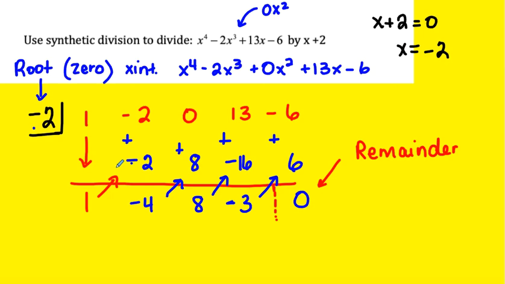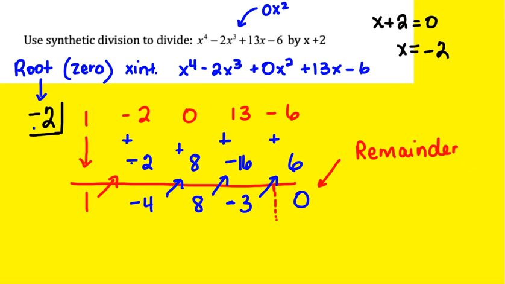Synthetic division is a really quick and easy way for me to find the zeros of a function if it's not factorable. Because if I can't factor it, I need another way to do this. So now I know that negative 2 is an x-intercept of this function.